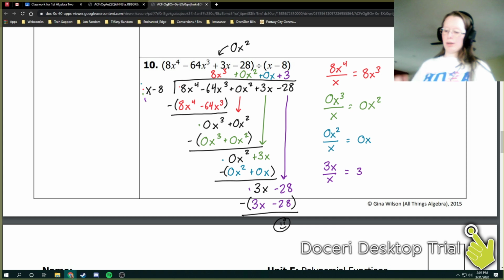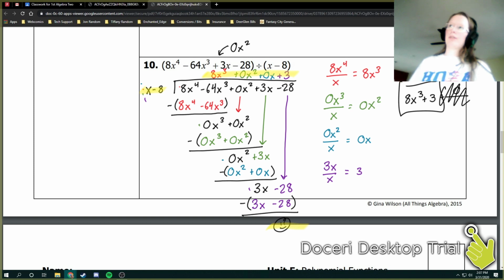So the parts we care about: our quotient, our remainder, and what we divided by. So let's see, our quotient, without writing all those zeros in, was just 8x cubed plus 3. Our remainder is 0, so it's a little bit odd to write a 0 fraction at the end. So we don't need that part. There's the final answer. Okay, that was it.